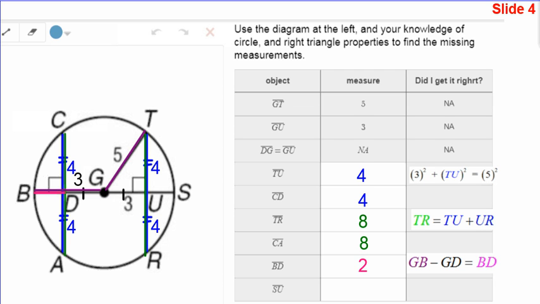Now I have to work on finding the length for SU. And so again, thinking about our picture, here's SU, and again it's part of a radius, SG. We know the radius is 5. We know a part of the radius, GU, is 3, so if we subtract 3 from 5, we end up with 2 as well.